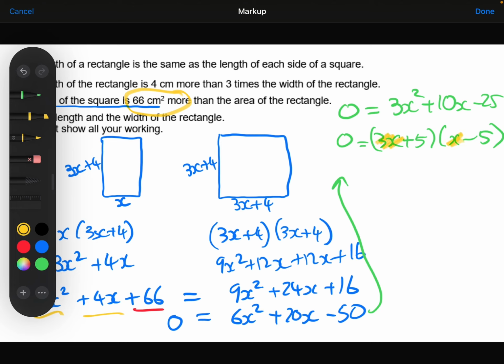I know the 3x times the x gives me the 3x squared. I know the 5 times the minus 5 gives me the minus 25. But do I get the 10x when I multiply the middle terms? So the 3x times the minus 5 would give me minus 15x. And the 5 times the x would give me a 5x. Which would give me minus 10x overall, not the positive 10 I was looking for. So my guess is actually wrong, and I need to flip those signs.